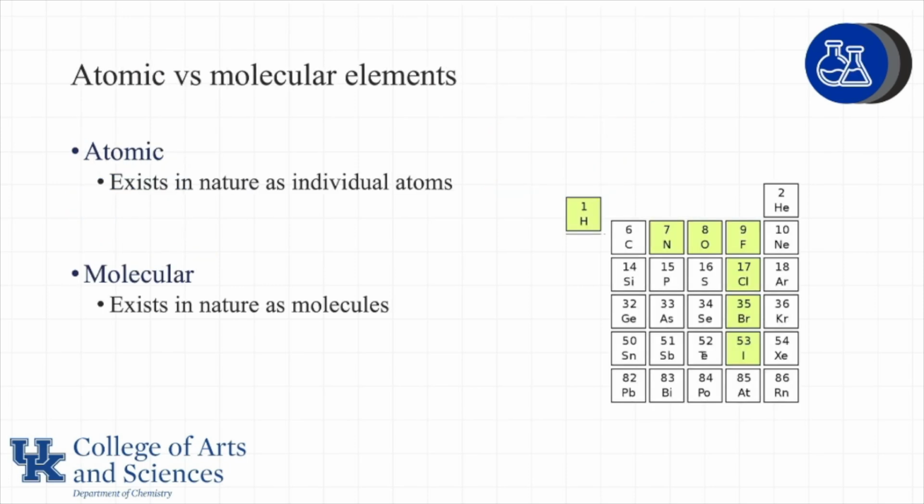We've previously talked about atomic versus molecular elements, so this is just a reminder. Atomic elements exist in nature as individual atoms. Molecular elements exist in nature as molecules, so 2 or more atoms connected together. The most common of these are the diatomic elements, which are highlighted here in yellow on this diagram. So for example, H2 and Cl2 are both examples of a molecular element. When I find hydrogen or chlorine in nature, it's always existing as H2 or Cl2. I don't find individual H atoms or individual chlorine atoms.